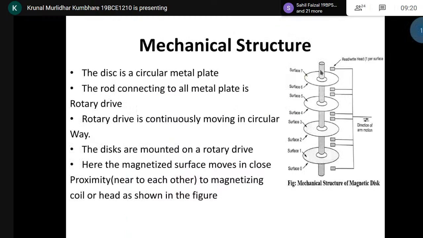Then the mechanical structure of the magnetic disk. The disk is a circular metal plate. The rod connected to all the metal plates is the rotary drive. The rotary drive is continuously moving in a circular way. The disks are mounted on a rotary drive, shown here in the diagram. The magnetized surface moves in close proximity, that is, near to each other, to the magnetizing coil or head, as shown in the figure.